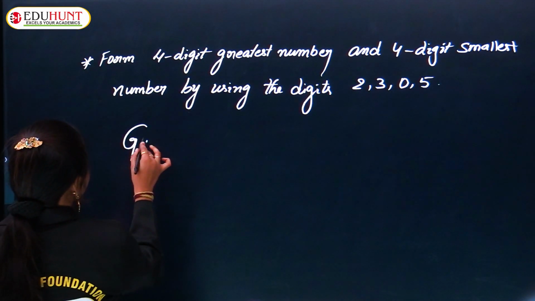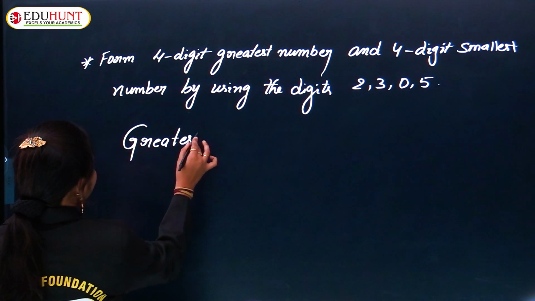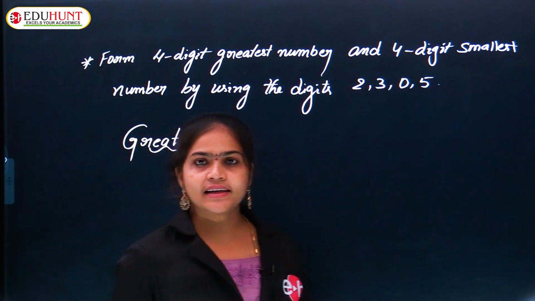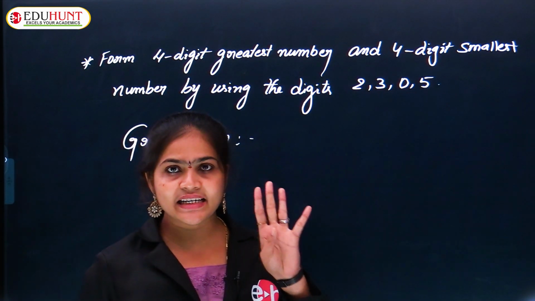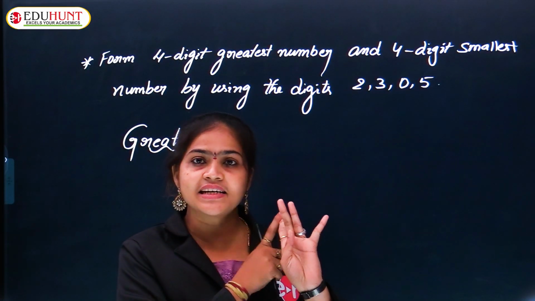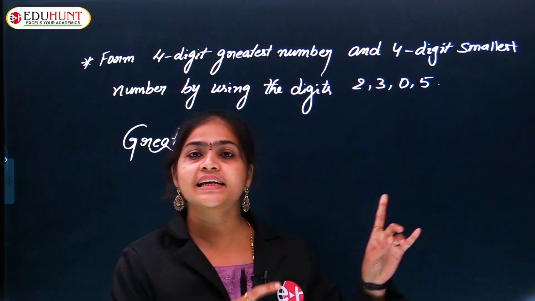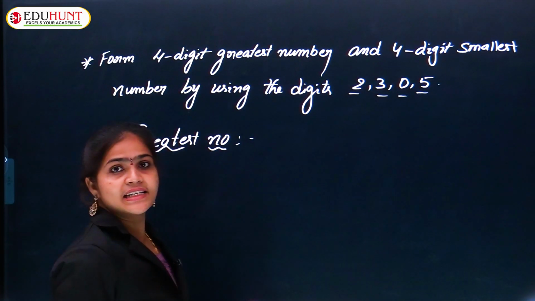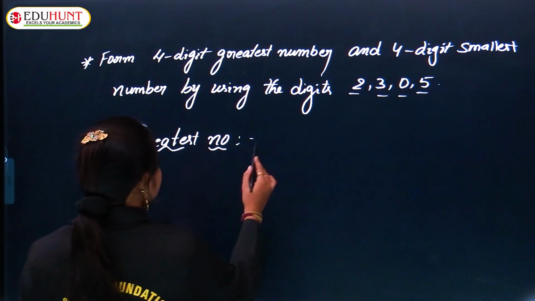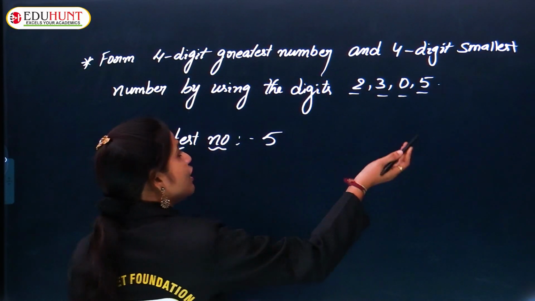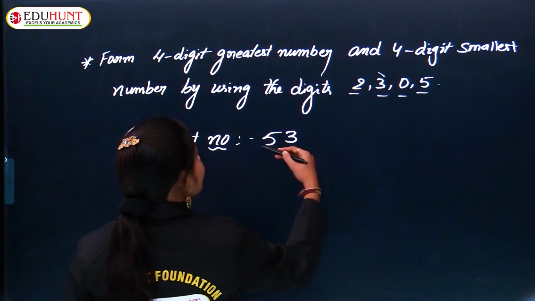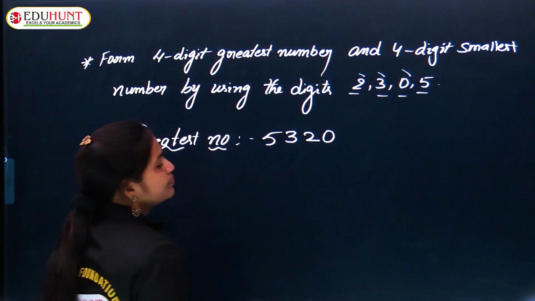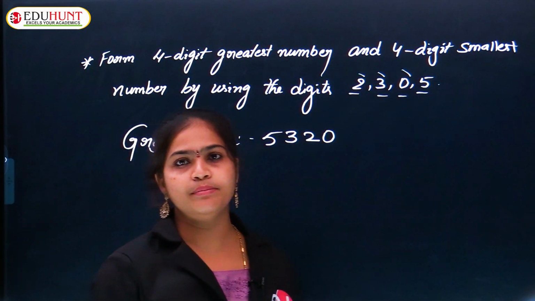Okay, 4-digit greatest number. How to write that greatest number here? Always, to write the greatest number out of 4 given digits, what is the greatest digit? Always you have to check. 2305. Which one is the greatest digit here? 5 is the greatest digit. Then here 5. After 5, the greatest is 3. After 3, the greatest is 2. After 2, the greatest is 0. This is the greatest 4-digit number.